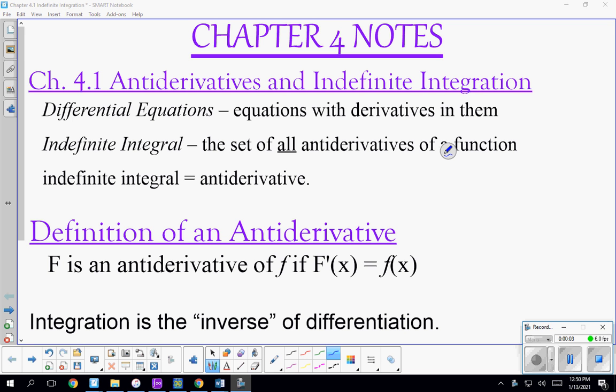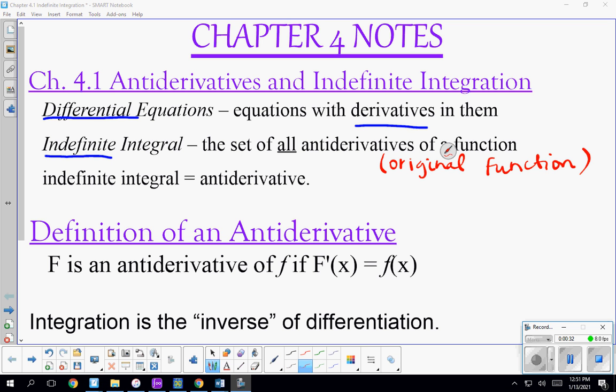In this video, we're going to learn the process of anti-differentiation, which is just the reverse derivative. And so we call that an integral. So our first vocabulary word is a differential equation. That just means it has a derivative in it. It could be the derivative equal, it could have a derivative somewhere in the middle. And an indefinite integral basically asks for the original function.